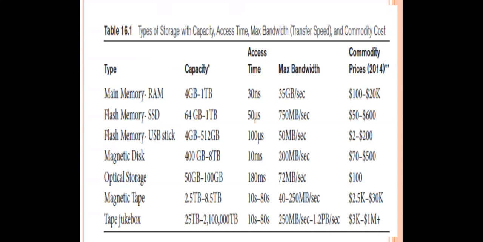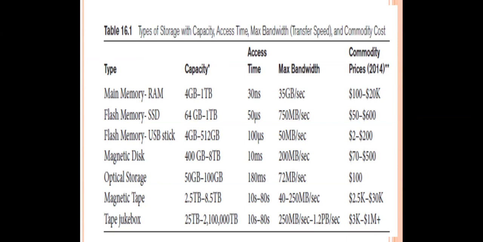So the same way, if you take the flash memory, USB stick. In flash memory, we have two types. SSD is mostly used in mobile phones as well as in laptops. And flash memory USB stick, pen drive, memory stick, is what we are using with the USB port. Here also the processing time is 100 microseconds, and the cost is less when compared to the SSD. So here it will take from $2 to $200.